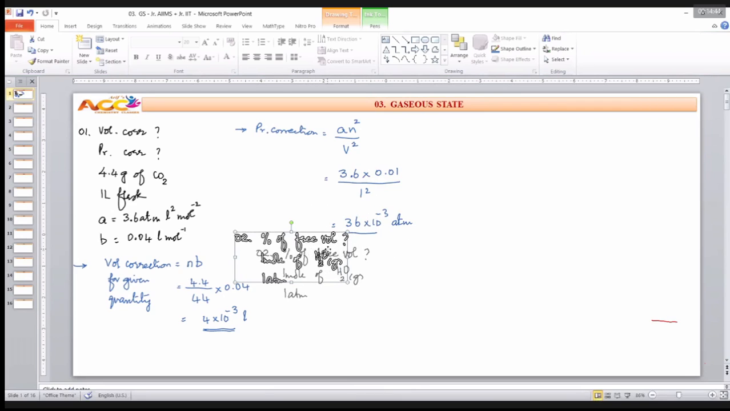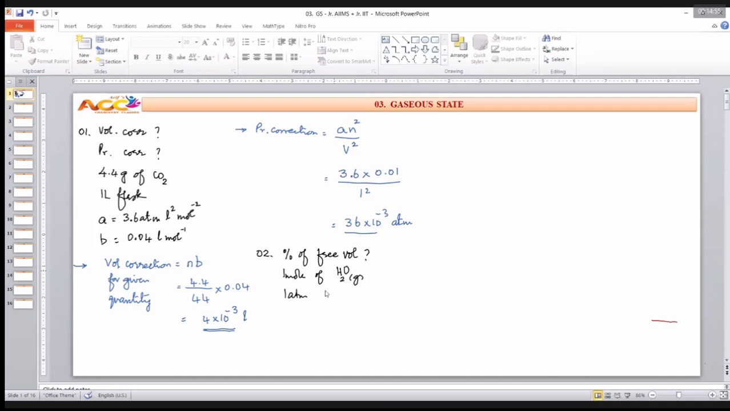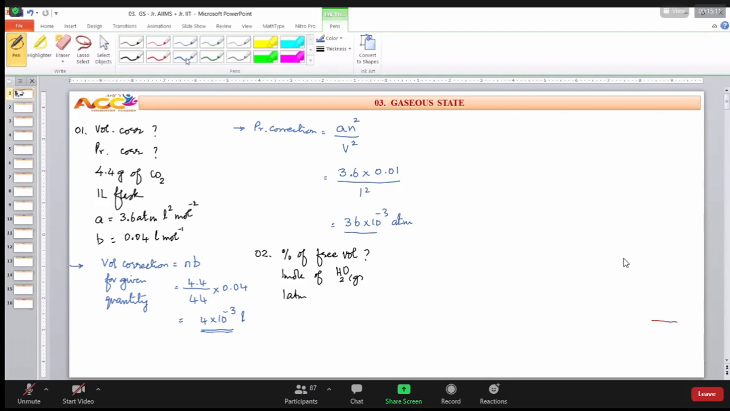Come on, let us take question number 2. Question number 2 is: calculate the percentage of free volume available in 1 mole of gaseous water. Remember, he is saying free volume available in 1 mole of gaseous water. That means in case of gaseous water, wherever you are having a gas sample, some space will be unoccupied. That only we have said as volume correction. At 1 atmosphere and 100 degrees centigrade.